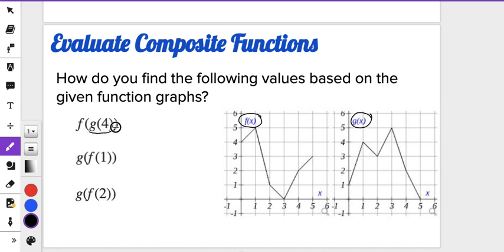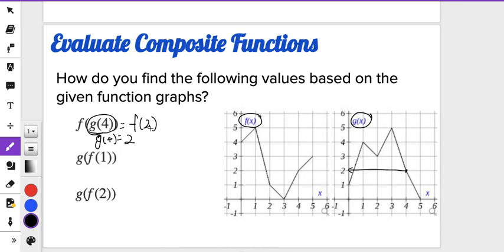Again, we always start with the inside part. So let's figure out what is g of 4. Since we are working with g of x, we are going to look at the second graph. When x equals 4, we look for 4 on the x-axis, and then we go up to 2, and the value is 2. But remember, we are not done yet. This time, the original question becomes f of 2 because that is the value of g of 4.